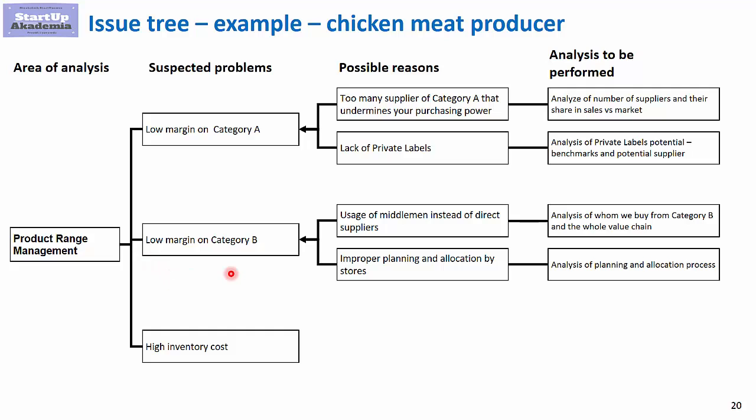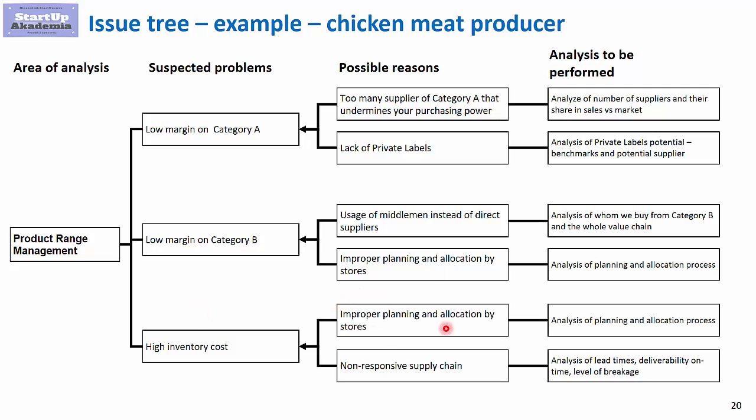Then when we look at the category B, it's a little bit different. So it could be, for example, usage of middlemen instead of direct suppliers that causes us to have a lower margin, or improper planning and allocation by stores. And in high inventory, we have improper, again, planning and allocation by stores and non-responsive supply chain. So basically, they are very slow in reacting to changing demand and supplying the product we need. So as you can see, for every area you would be responsible for, you should list this sort of issue tree. So area, suspected problems, possible reasons, and analysis. And then on the basis of analysis, after you get the data, you either confirm or reject possible reasons.